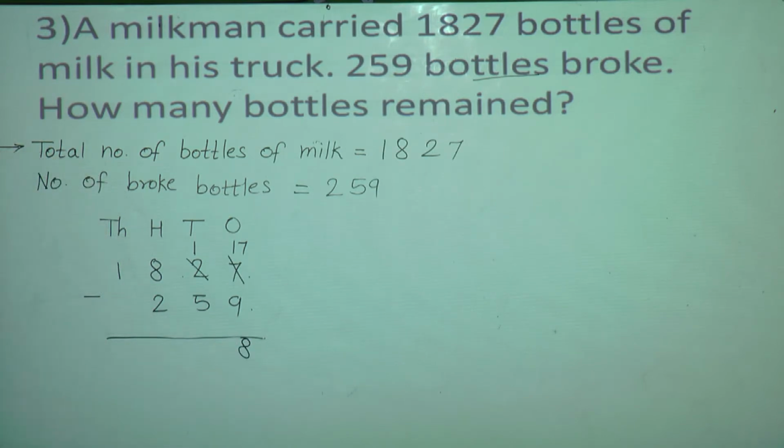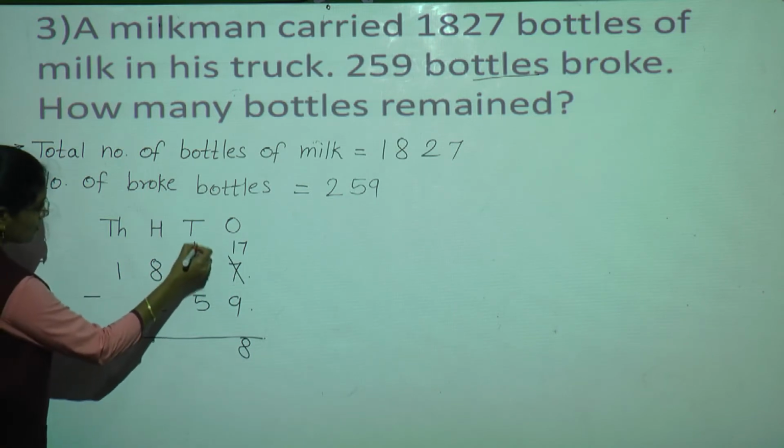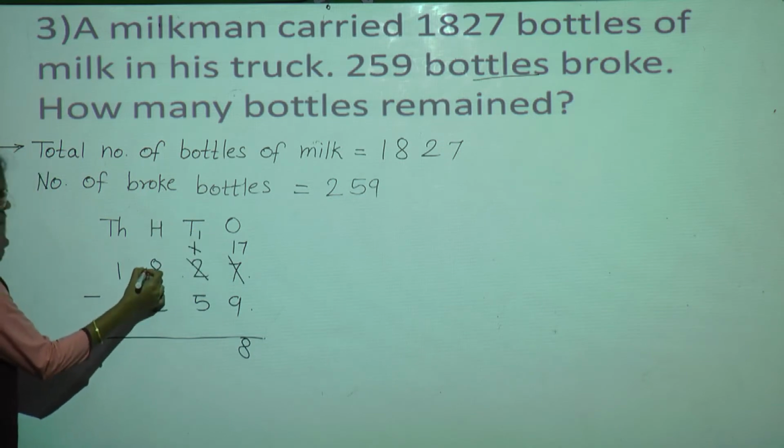Okay. Then see the tens place. Here 1 is there, here 5 is there. 1 minus 5. Can we do 1 minus 5? No, we can't do 1 minus 5. Then what we will do? Just cut this one and write as it is, and then go to the neighbor.